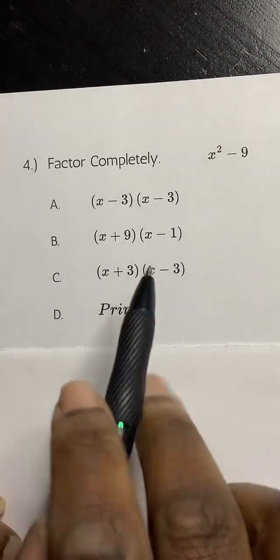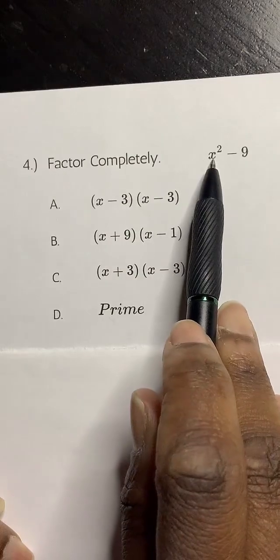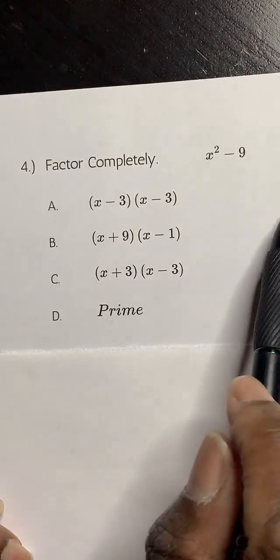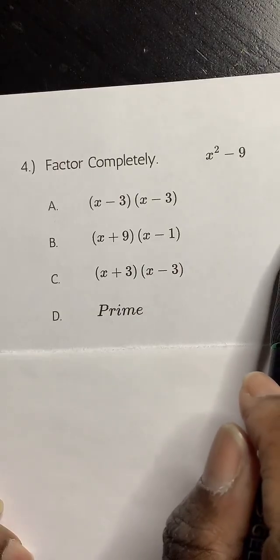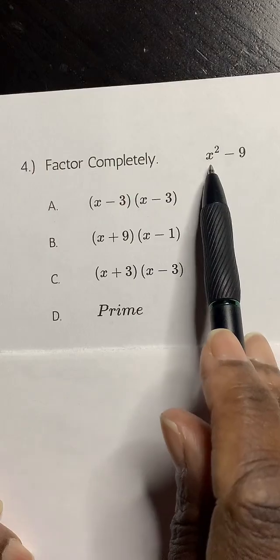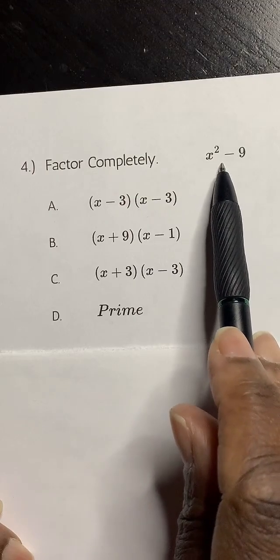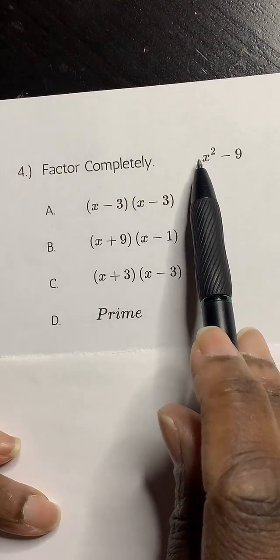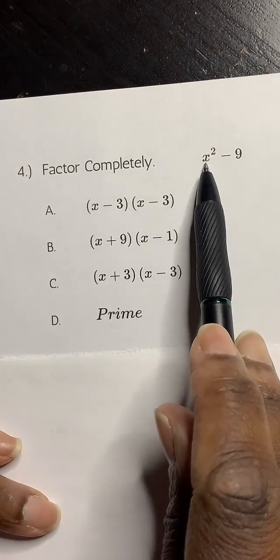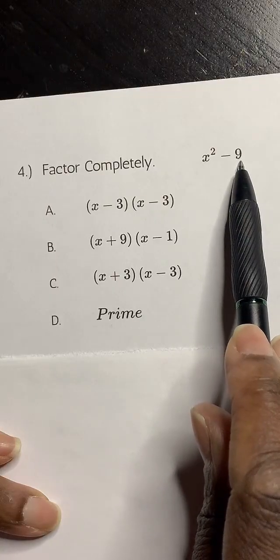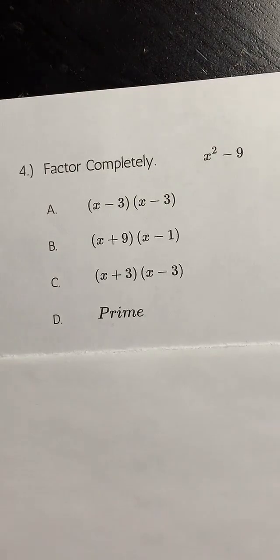Anywho, so we're going to factor completely. I'm seeing a lot of people with C's, but I wasn't seeing too many people putting stuff in, okay? Now, this is what's called the difference, meaning subtraction, of squares. X is being squared, and 9 is a perfect square. So you're probably saying, what's a perfect square?